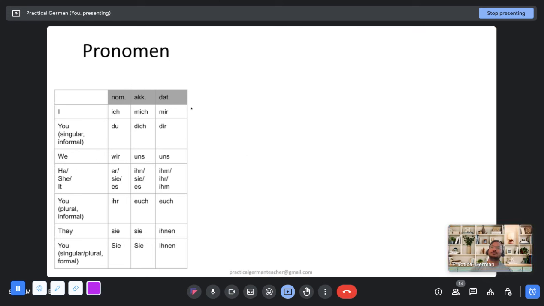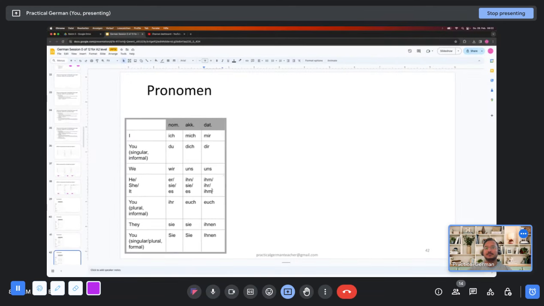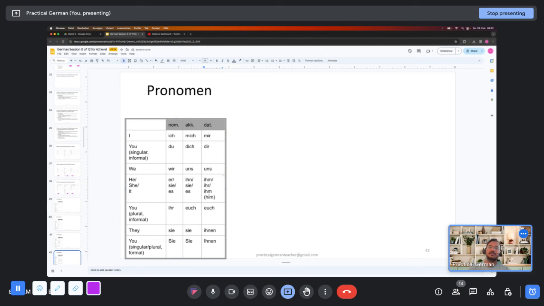Ich, mich, mir, du, dich, dir, wir, uns, er, sie, es, ihn, ihm, ihr, euch, sie, ihnen, Sie, Ihnen. Please read this word again, this one. Him. The way you read, at least to my ears, it sounded like this one. It's not ihm, it's im. Like e comes first. Okay? Yeah. One more time. Im. Yeah, im. Perfect.